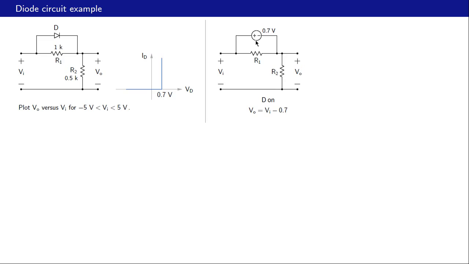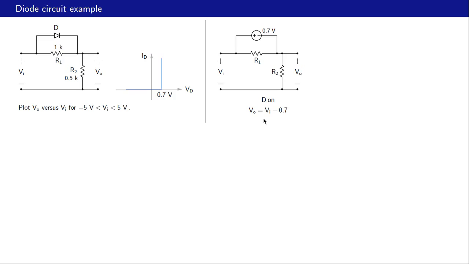And now let us write KVL equation for this loop here. What do we get? We go from here to there, we come across a rise of Vi, so that comes as minus Vi. Then we have a drop of 0.7 volts, so that is plus 0.7 volts, and then we have a drop again, so that is plus Vo, and now we are back to the beginning. So these three must add up to 0, and that gives us Vo equal to Vi minus 0.7. So when the diode is on, that is the relationship between Vo and Vi that we would expect.